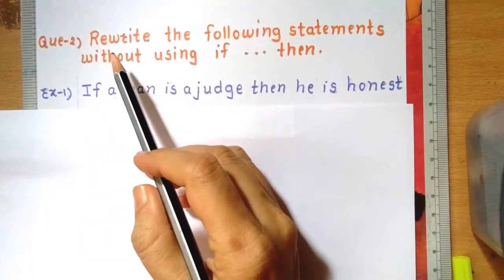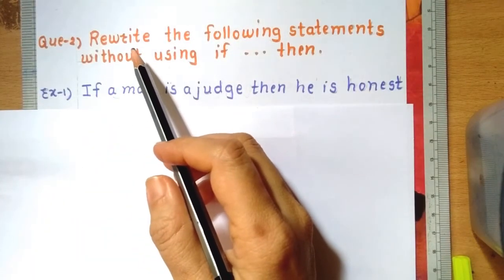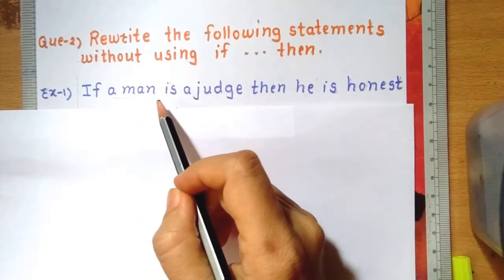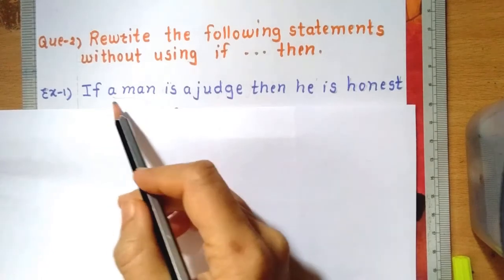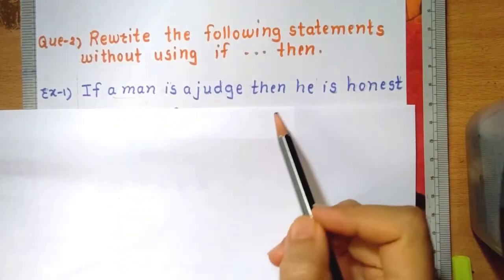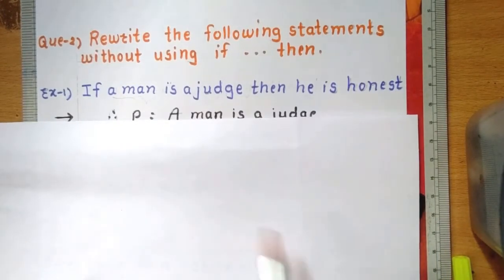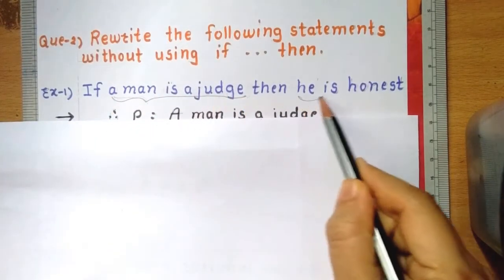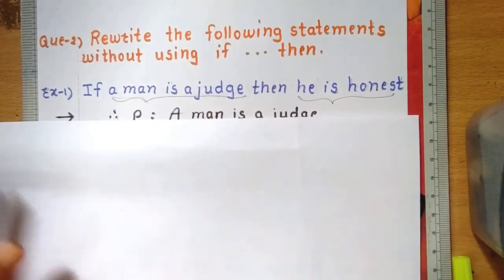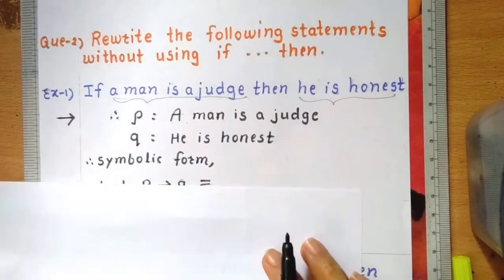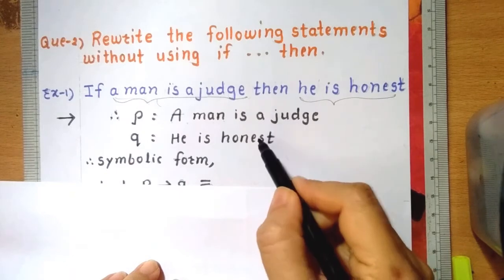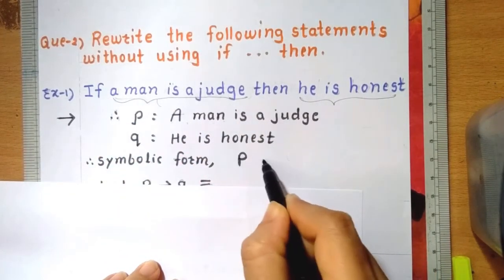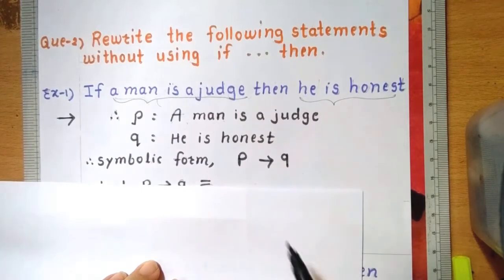Now let's solve the second question. Rewrite the following statements without using if then. The first example is: if a man is a judge, then he is honest. Here we will assume the first statement as P and the second statement as Q, and therefore the symbolic form is, since these two are combined by if then, P implies Q.